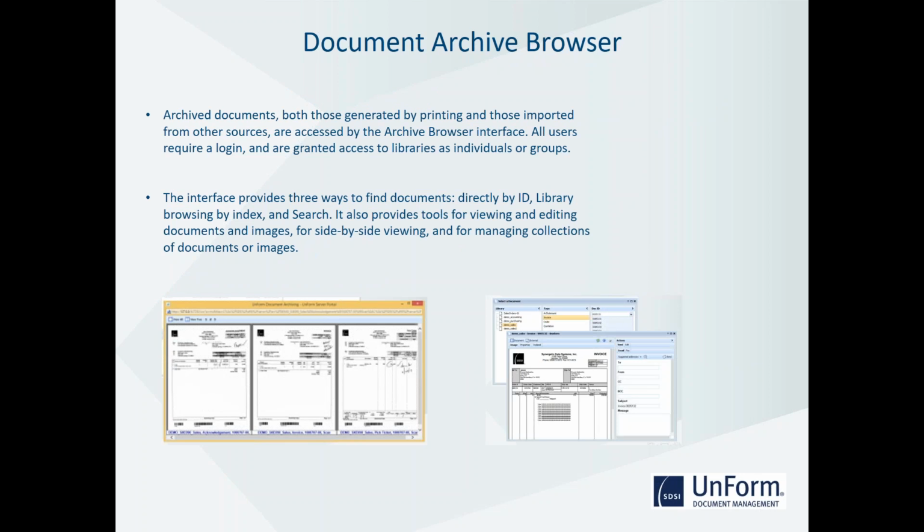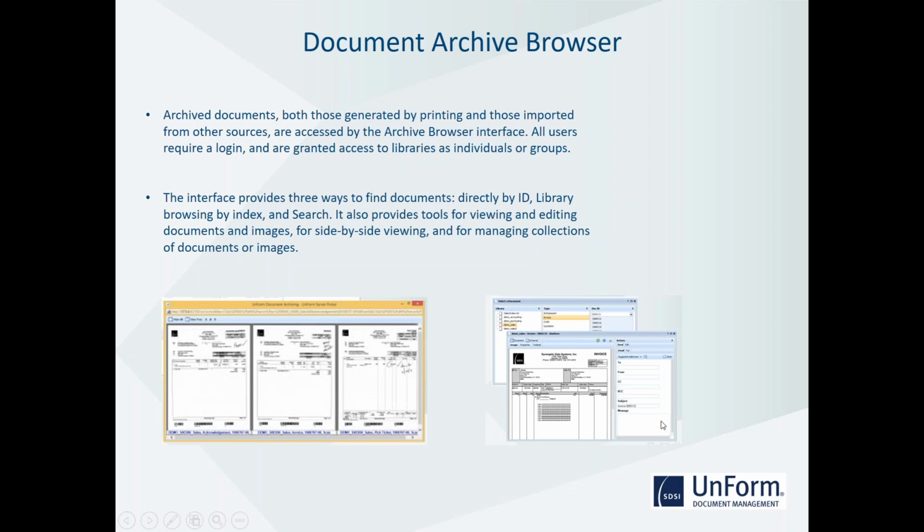Our archive browser, again, it's very easy to use to find the documents that are in the archive. You can look a variety of ways. You can look for a specific document. You can browse libraries. You can create easy searches that can be reused if needed to find what you're looking for. Once you've gotten to the documents, you can email them straight out of there or deliver them via whatever mechanism they need to be delivered. You can view the documents side by side, so you can do comparisons with the documents. And again, it's a very easy interface to use.